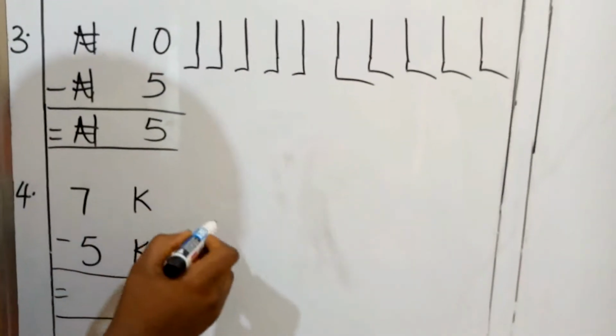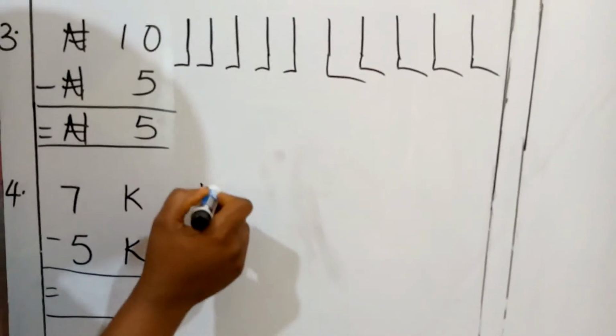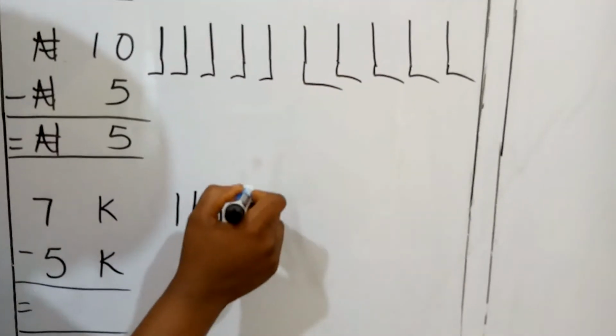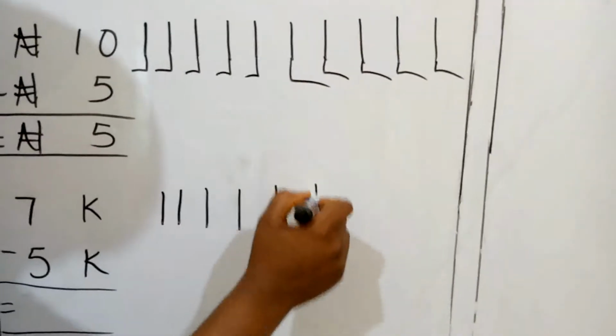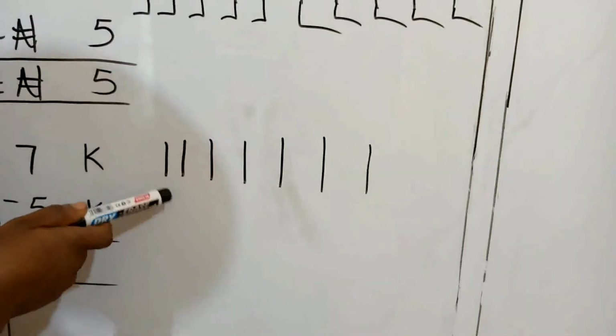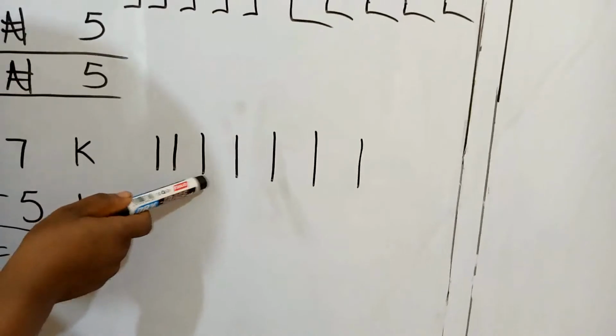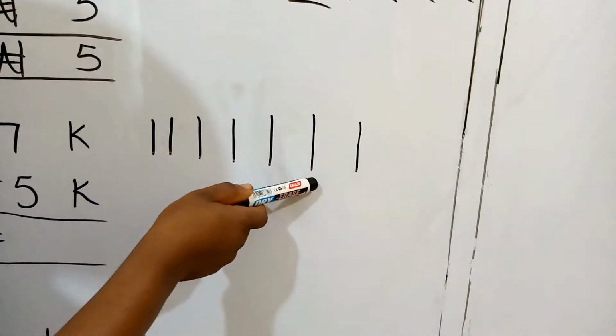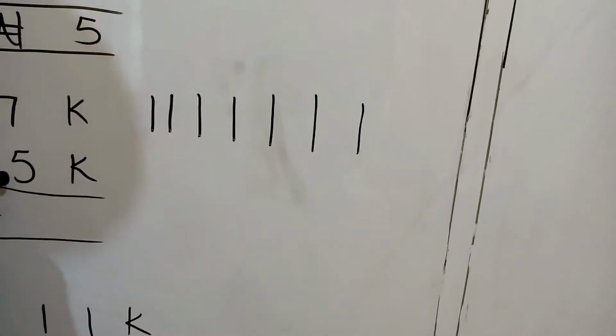Alright, we are going to count 7 kobo here. 1, 2, 3, 4, 5, 6, 7. Did you confirm that before we make a mistake again? 1, 2, 3, 4, 5, 6, 7. Alright, that was correct. So we're going to take away 5 from 7.